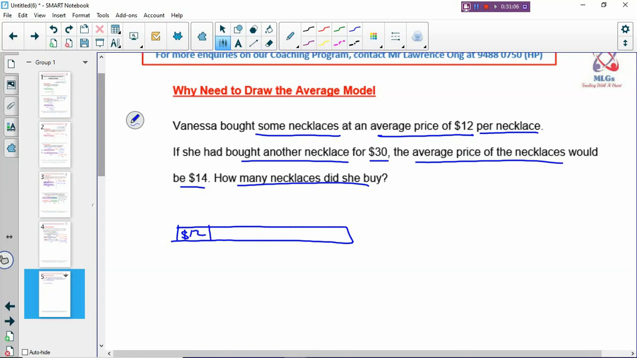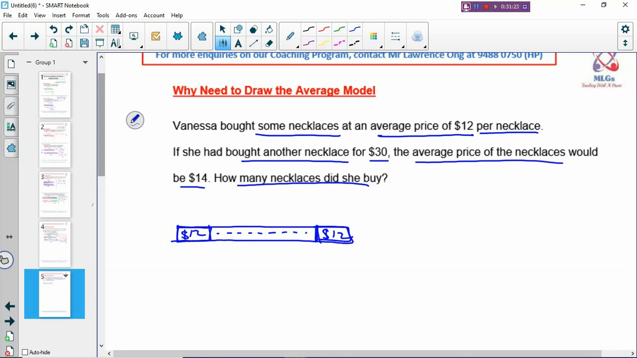And I cut the last one, which is the last necklace, and in between I don't know how many necklaces, so dotted line. So Vanessa bought some necklaces at $12 each. Okay, so where's the first necklace? The first necklace is here, first one, and the last necklace is here.